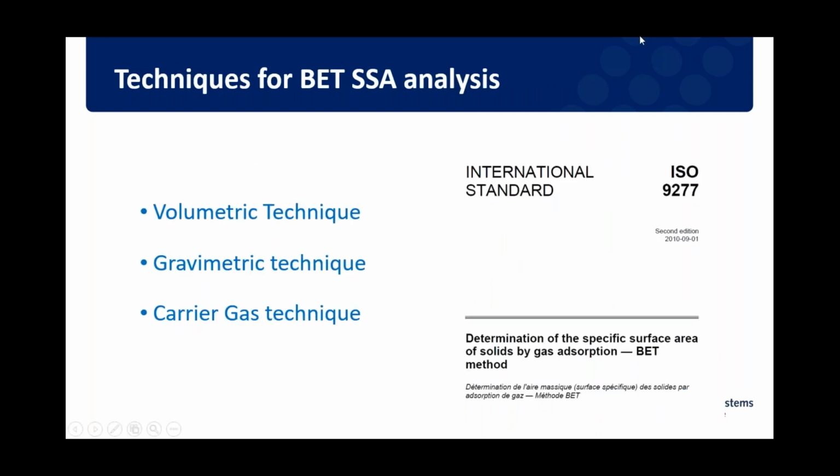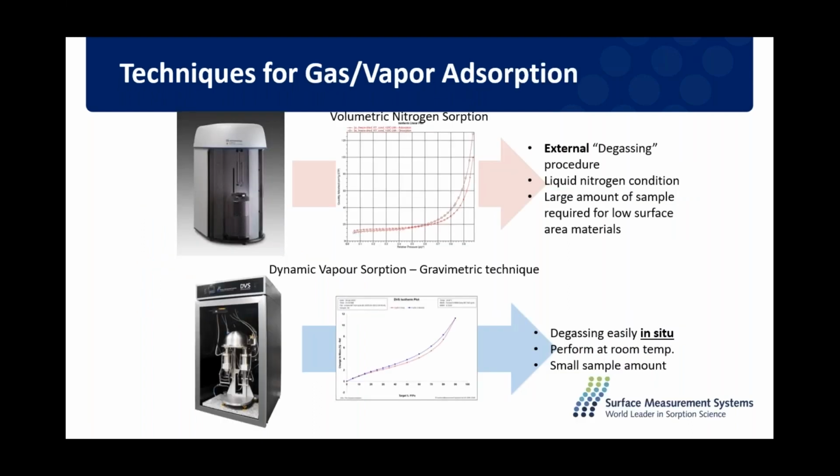Just as a note, there is an international standard, and all three techniques, volumetric, gravimetric, and carrier gas, are applicable and can be used according to the international standards. Most traditionally and probably most widely used is the volumetric nitrogen adsorption technique. That is done typically at liquid nitrogen or cryogenic temperatures. And you can measure using nitrogen or krypton or argon for different applications. You can measure an isotherm, and from the isotherm, you can get the BET surface area.